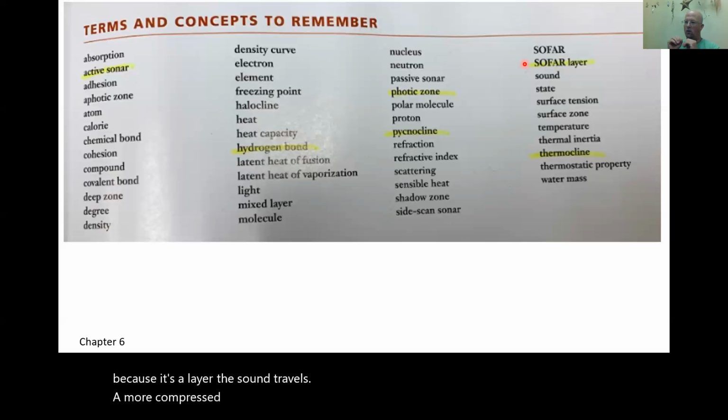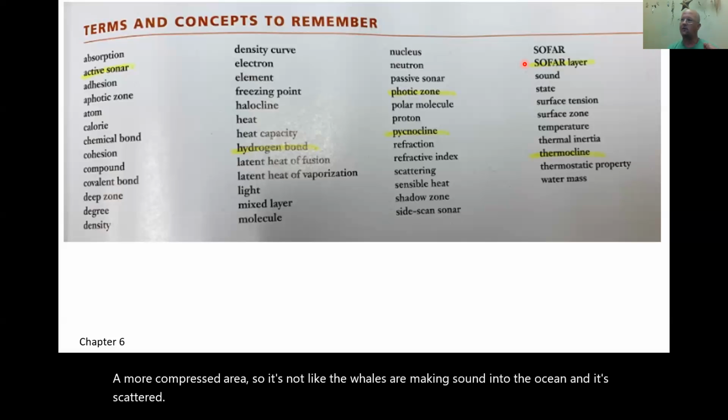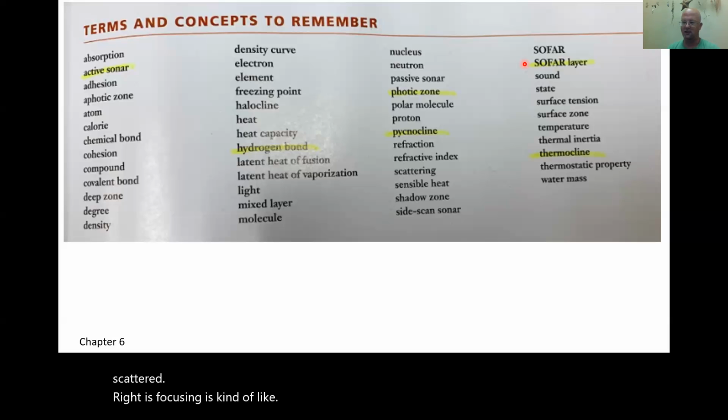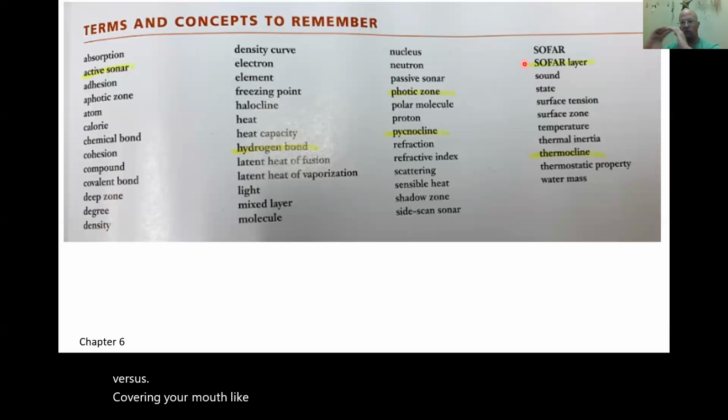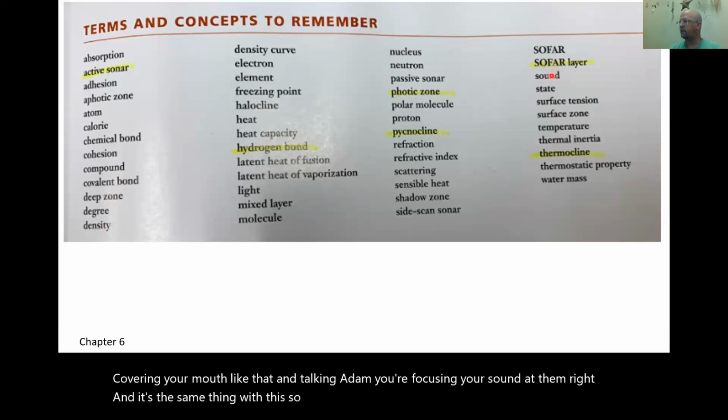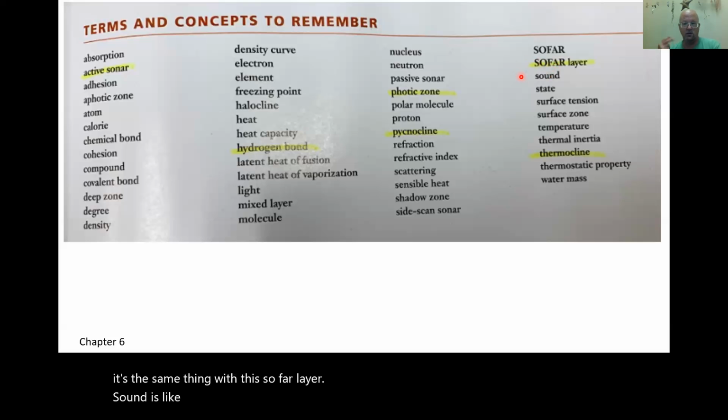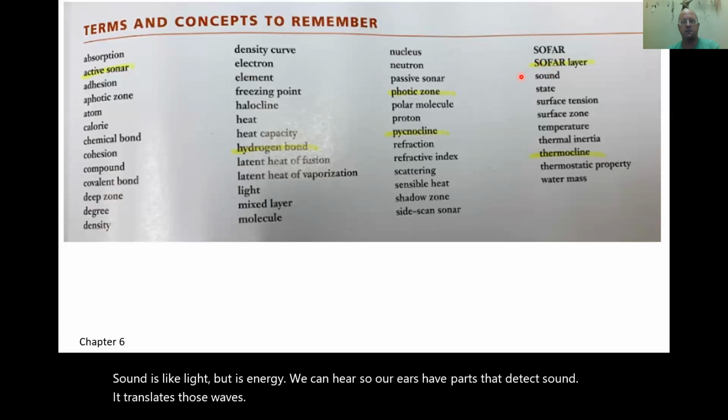So it's not like the whales are making sound into the ocean and it's scattered, right? It's focusing. It's kind of like, if you talk to a friend like this versus covering your mouth like that and talking at them, you're focusing your sound at them, right? And it's the same thing with the SOFAR layer. Sound is like light, but it's energy we can hear. So our ears have parts that detect sound and translate those waves into what we experience as sound.